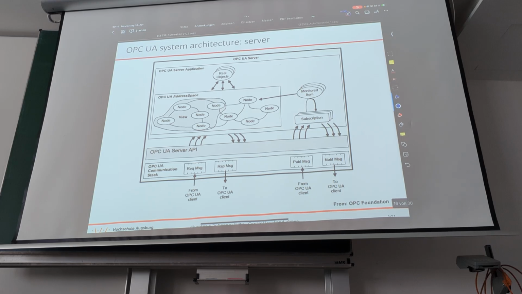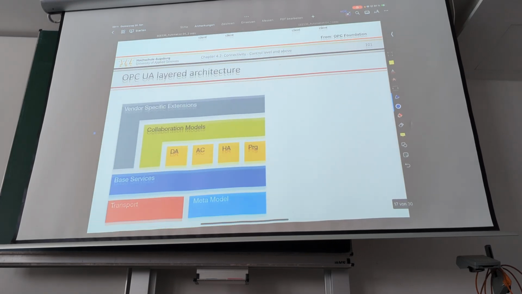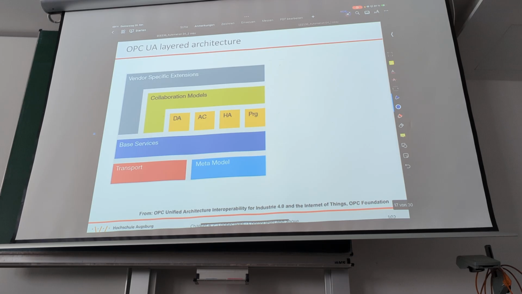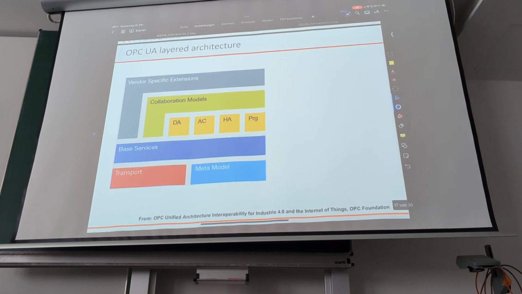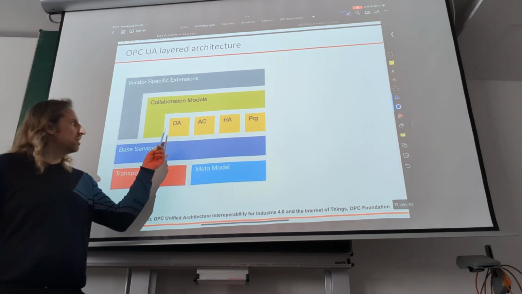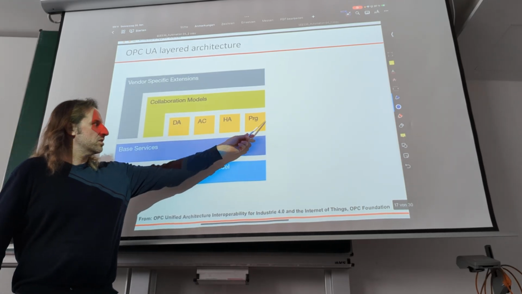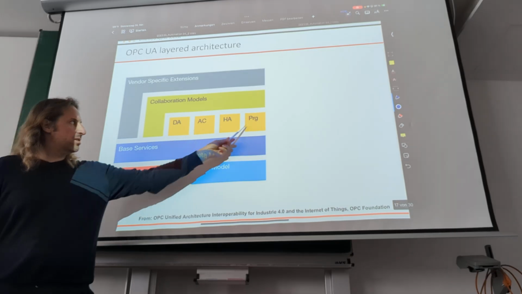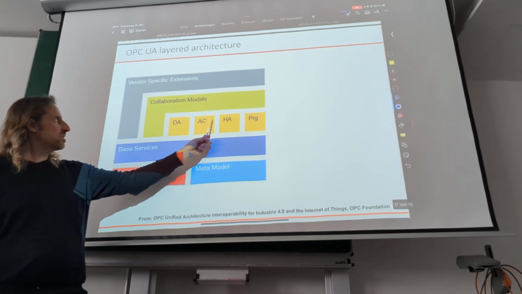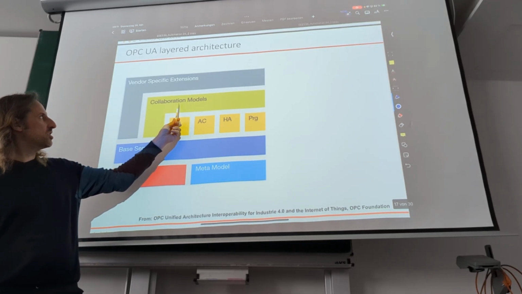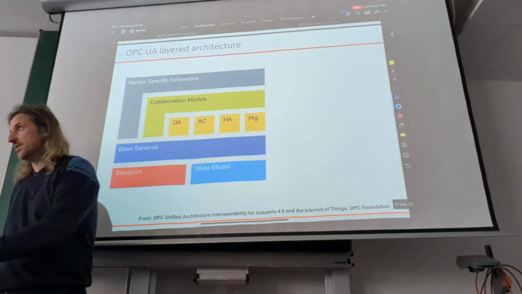And this address space is actually what they have specified as a layered system. So we have our transport, meta and base services, that's the core of the OPC world. Then on top of that, we have our data access, historical access, alarms and conditions and programs, and that's the standard access to our node system. And on top of that you can have collaboration models, and on top of that you have vendor specific extensions.